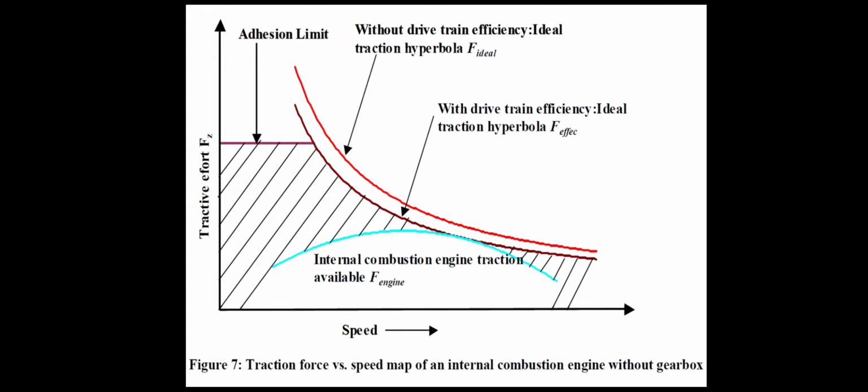So P max is not available over the entire engine speed range. The actual traction profile of the IC engine, that is F engine, we can see in the figure.